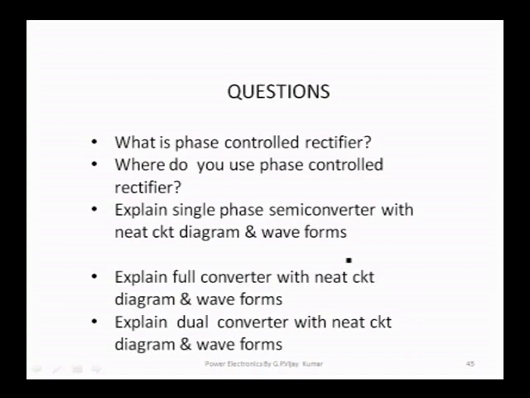Another descriptive question: explain the single phase semi converter with neat circuit diagram and waveforms. In a single phase semi converter, in one arm we use a thyristor and a diode, and in the other arm a thyristor and a diode. That is a semi converter, a single quadrant converter. Explain the full converter with neat circuit diagram and waveforms. The full converter works in two quadrant operation: inverter mode and rectifier mode.